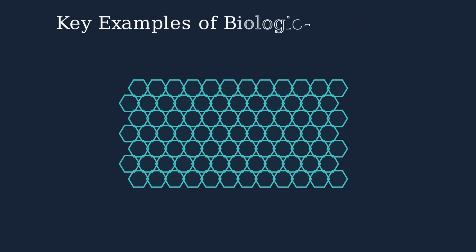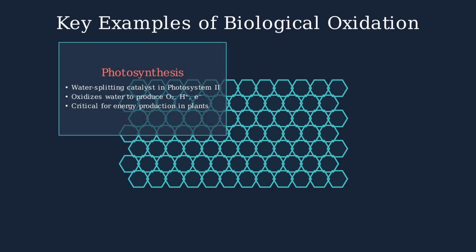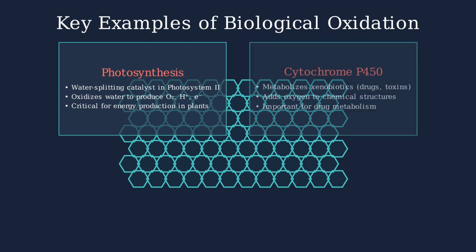Let's explore some key examples of biological oxidation processes. In photosynthesis, the water-splitting catalyst in photosystem 2 oxidizes water to produce oxygen, protons, and electrons, a fundamental process for energy production in plants. The cytochrome P450 system is crucial for metabolizing drugs, toxins, and other foreign compounds by adding oxygen to their chemical structures.